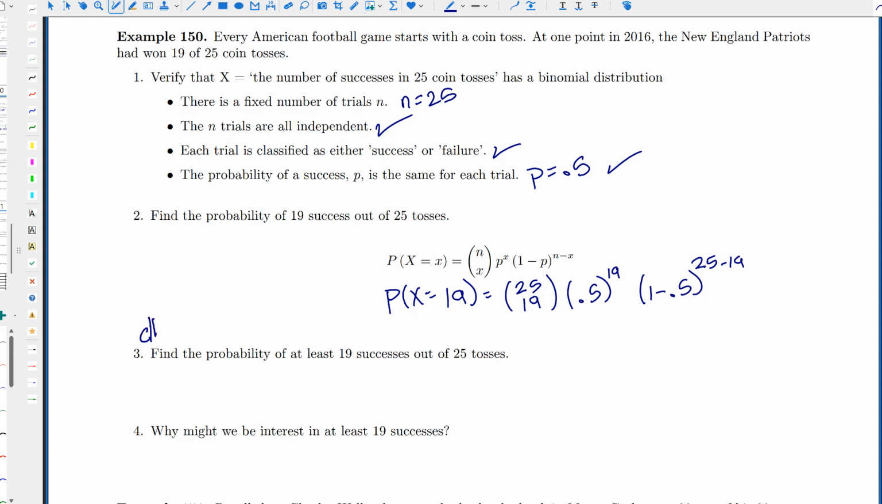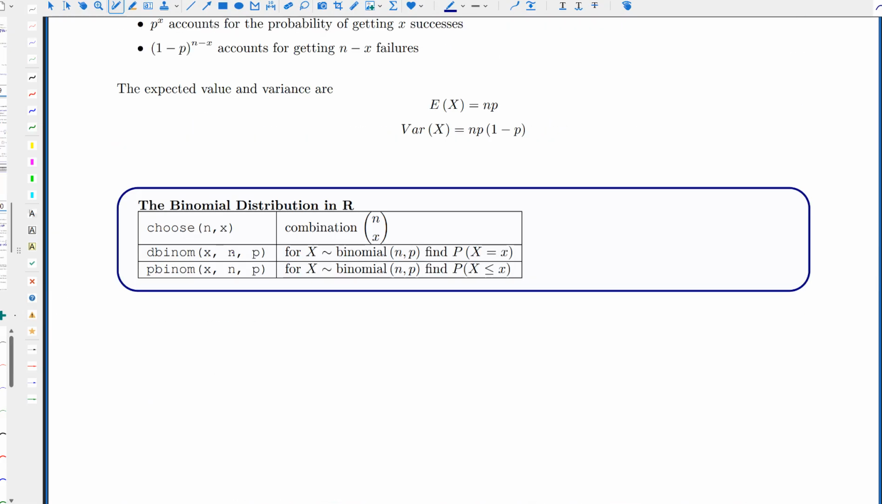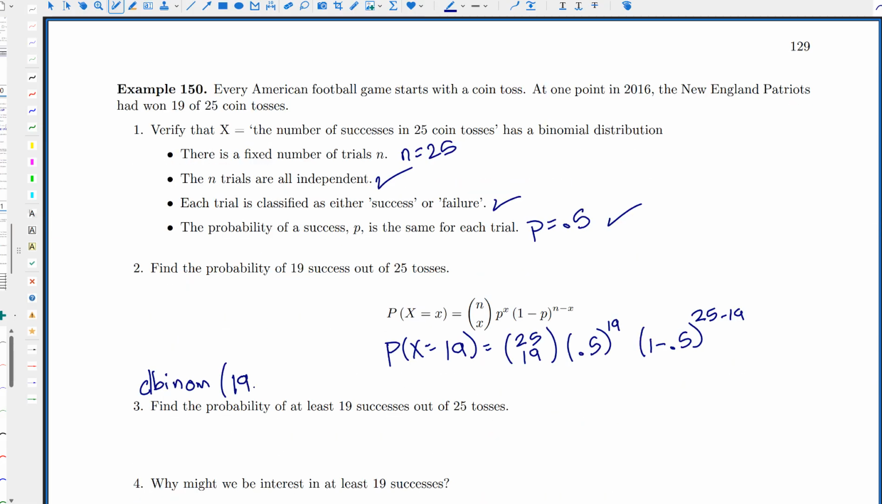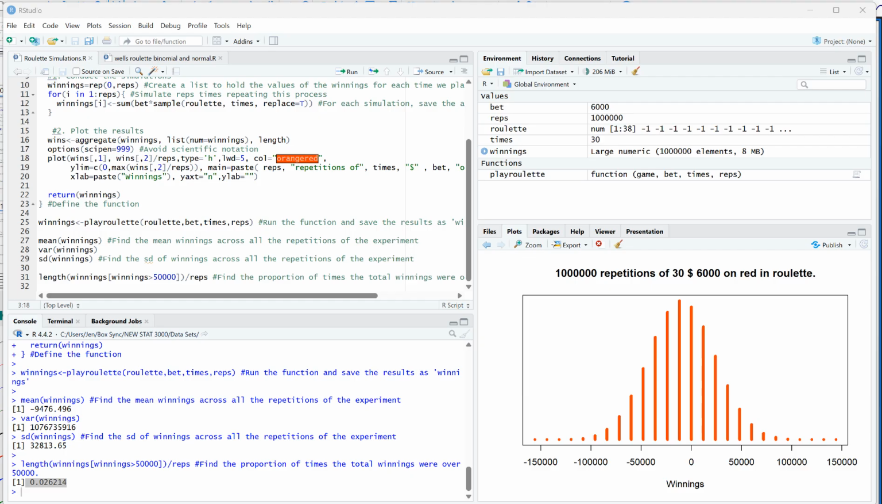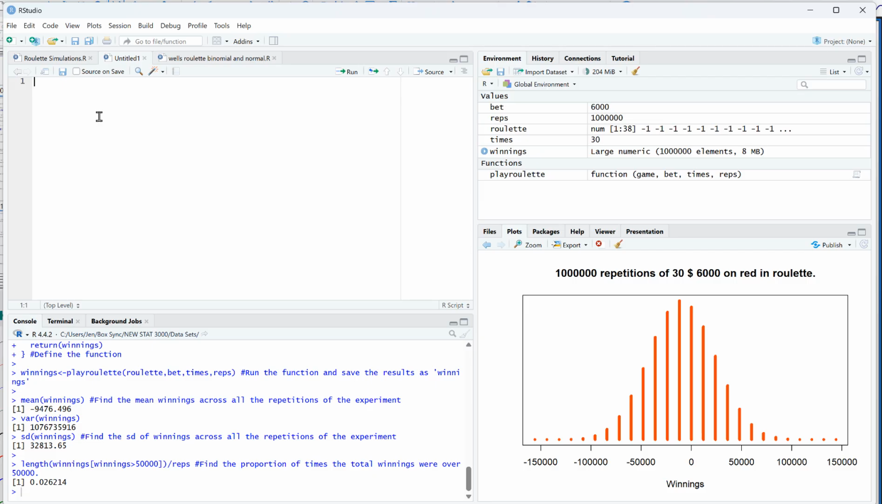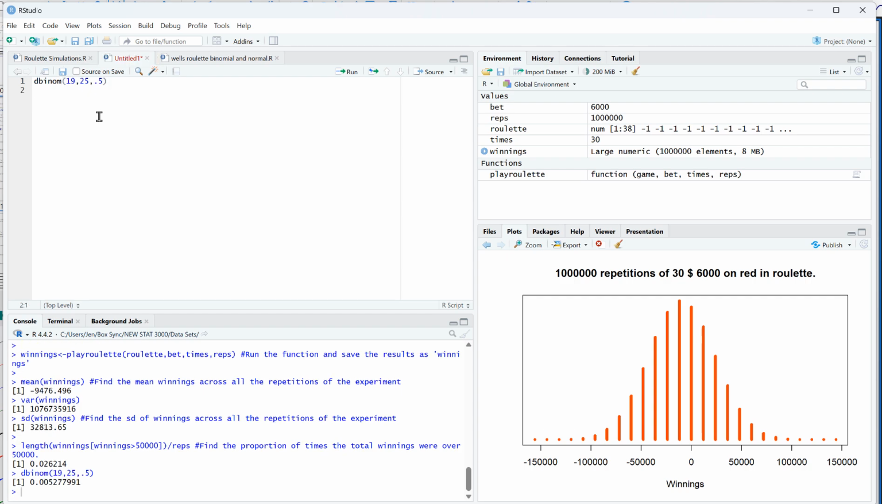So in R, we're going to do dbinom because I want a specific probability. If you look at our code, it's x, the number of successes, the total number of trials, comma, p. So we want 19 successes out of 25 trials, and the probability of success is 0.5. So we go to RStudio, pull up a new R script, and we'll do dbinom, 19 successes, 25 trials, 0.5 probability of success, and the chance of that is 0.00527.